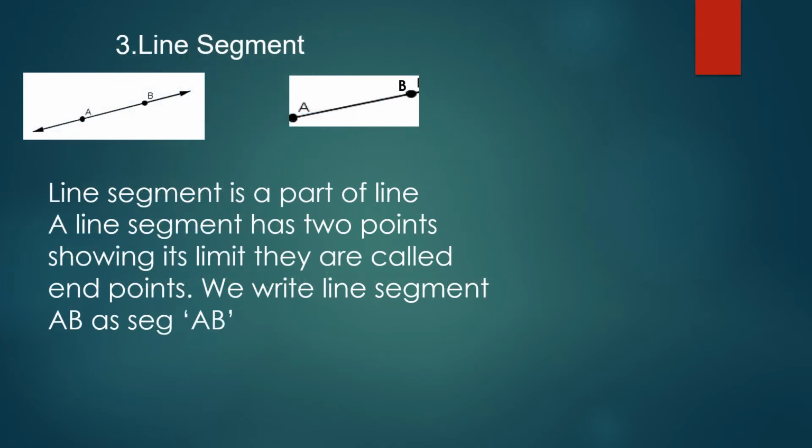In the figure, you can see that AB is a part of line AB. So, line segment is a part of line. A line segment has 2 points, showing its limit. They are called endpoints. We write the line segment AB as seg AB.